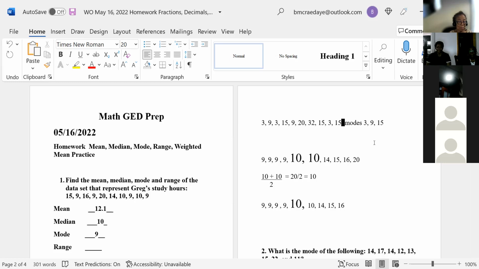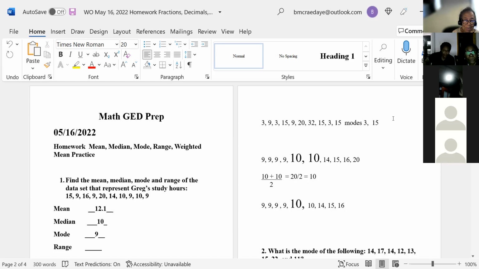Does everyone agree with Michelle? No. Okay, Maureen, what are the modes? 3 and 15. Because you have 1, 2, 3 3s and 3 15s, and there's only 2 9s. Right. So 9 is not one of the modes now.